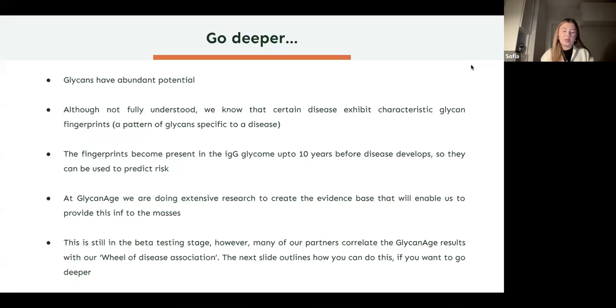And as I said, we are doing our best to bring this new information to you so that you can use it in your practice. It is still in beta testing stage. However, we can offer you something to use right now if you're interested in doing your own research and if you're interested to learn a bit more about glycans.